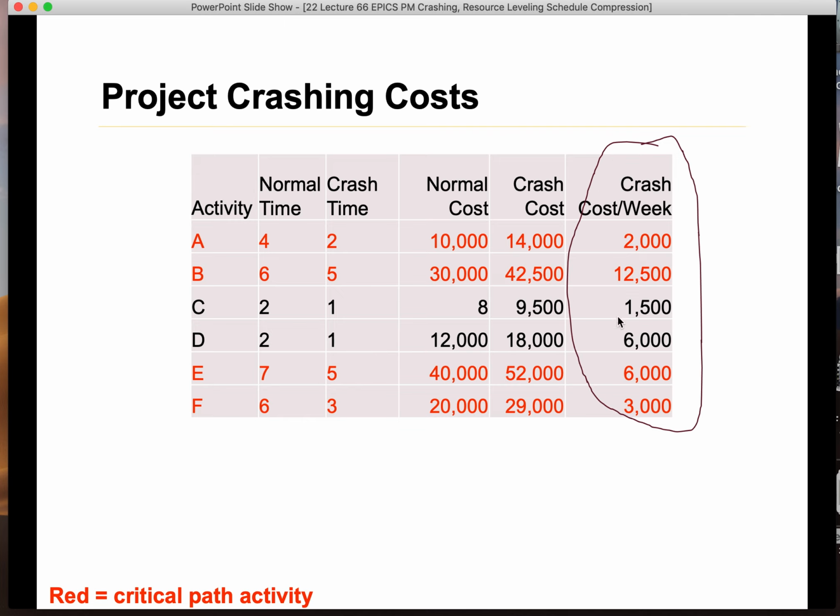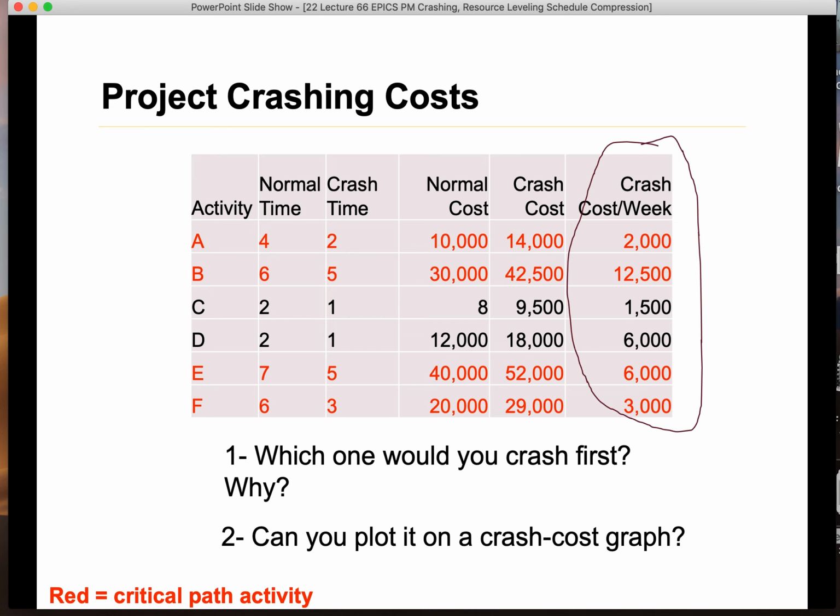So I want to ask you, which one would you go first? Looking at this crash cost per week, which one would you go first? And why? Think about the answer. Can you plot it on a crash cost graph? Because it's easier to understand if you put this table on a plot.